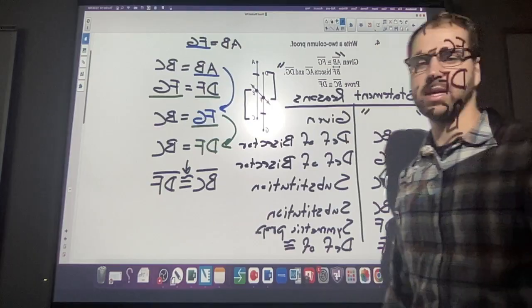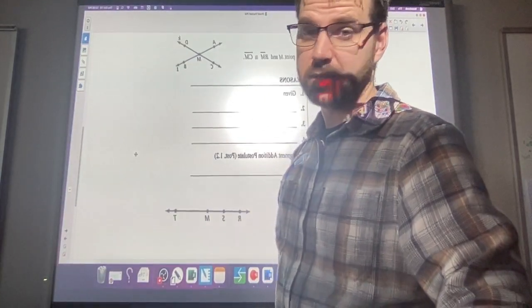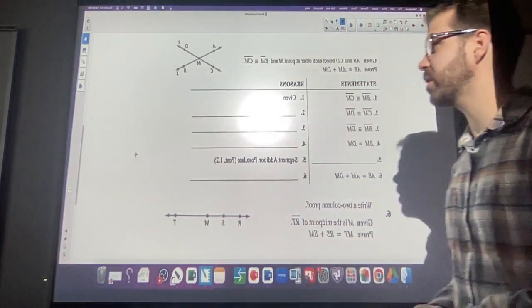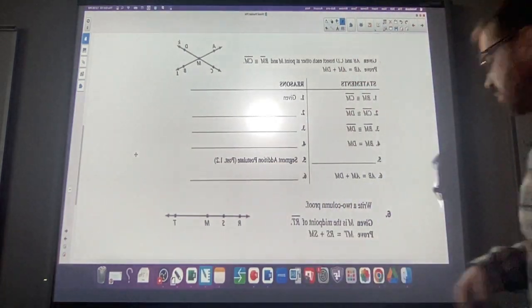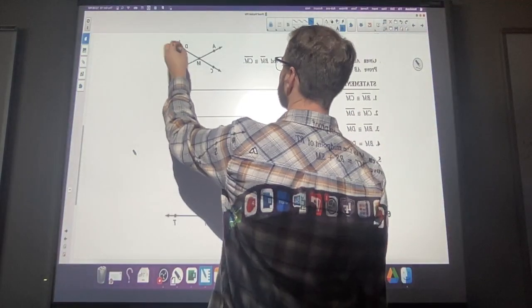Let's look at the next one. Next one is laid out for you. Just got to fill it in. Okay, so this is another one that would also be pretty tricky to do, but we have the steps for it. All right, so AB and CD bisect each other at point M.